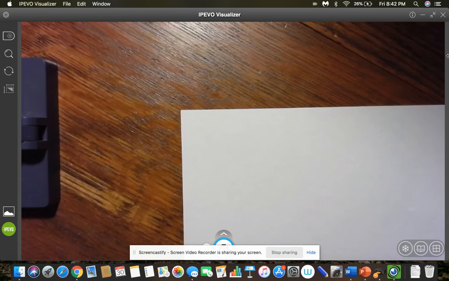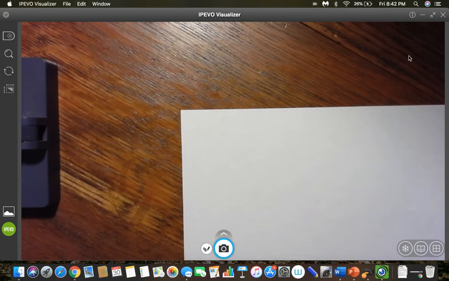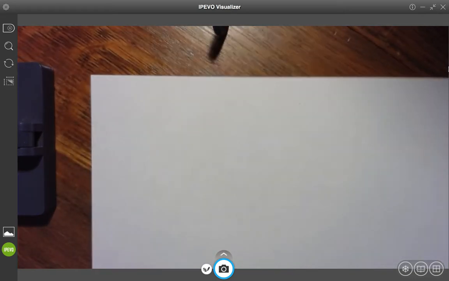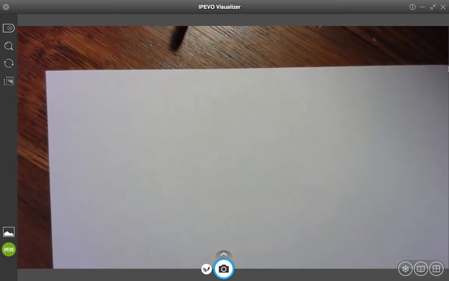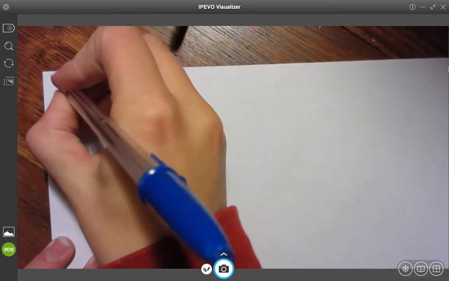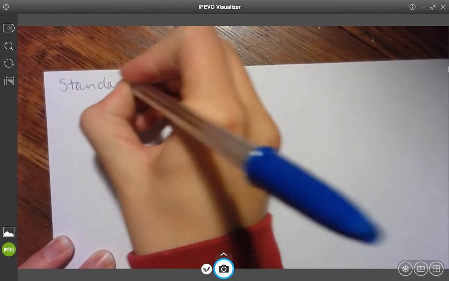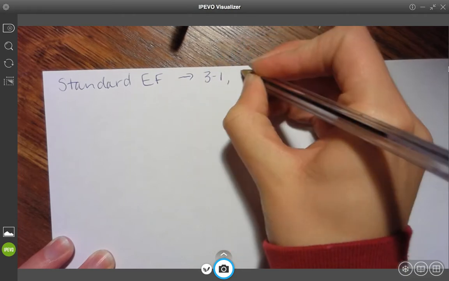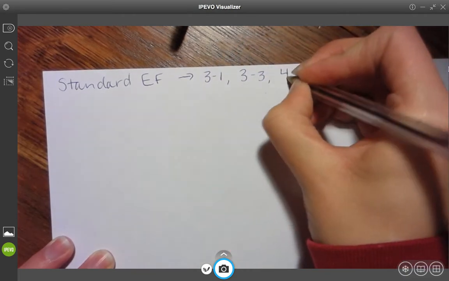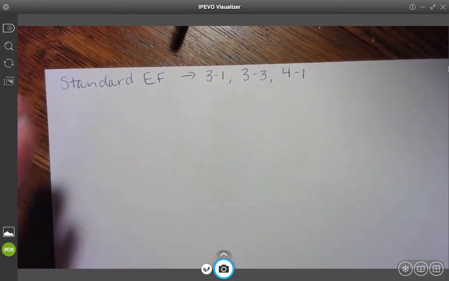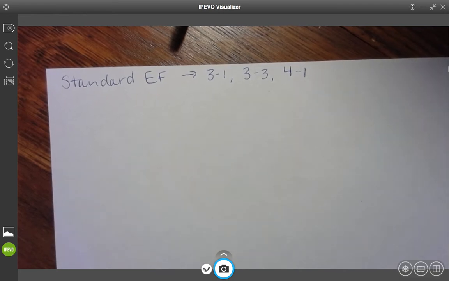All right, so let's review the kinds of things that we need to know for standard EF. Standard EF was, just a sec, let me grab a pen. So we're going to talk about standard EF, and that was 3-1, 3-3, and 4-1. So we'll go in order from 3-1 to 3-3 to 4-1, so it flows in the way that you learned these items.